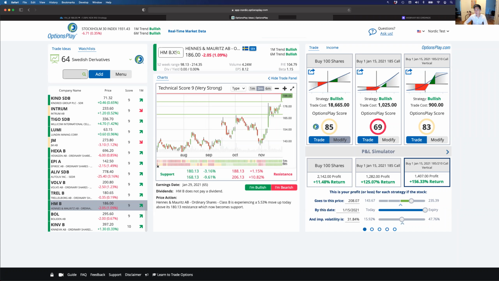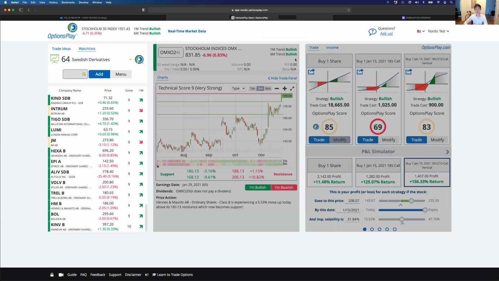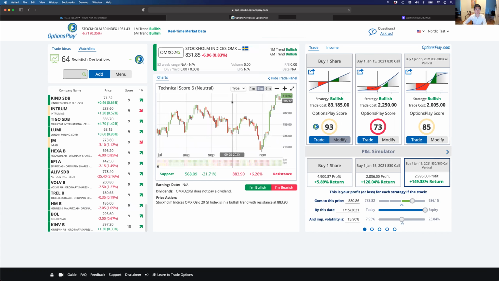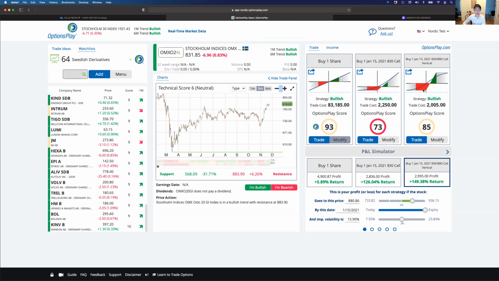Are there any plans to include Norway in OptionsPlay? So we only have the Oslo index. The reason that we don't have Norway is because the Norwegian equity markets are a different exchange. The Swedish, the Danish, and the Finnish are all on the NASDAQ exchange. The Oslo is on the Oslo Bourse. We simply don't have a relationship with Oslo Bourse, so we only have the OMX O20 index, which is the Oslo 20 gross index. You can trade index futures on that, but right now we don't have Norwegian equities.